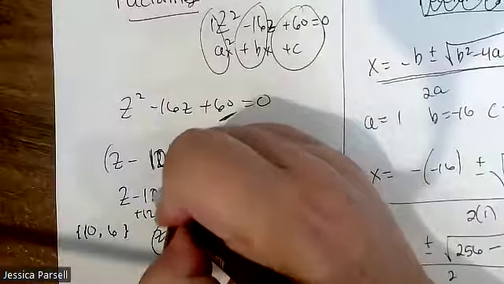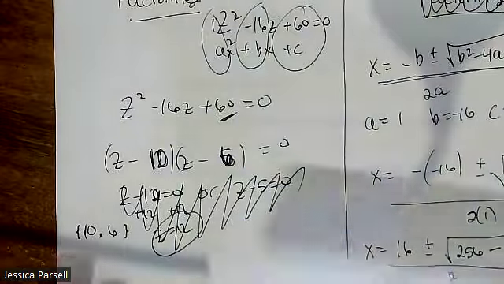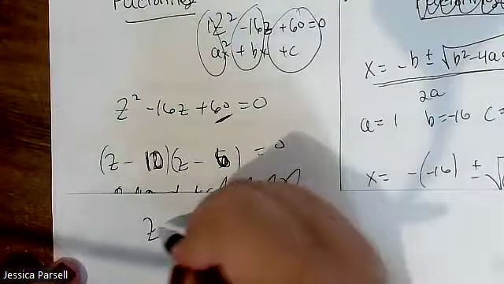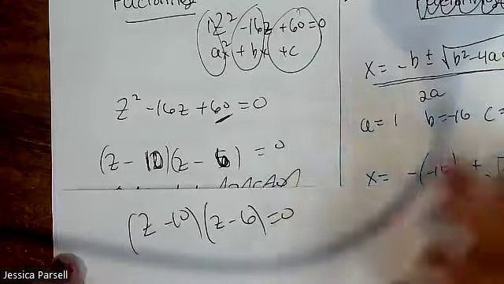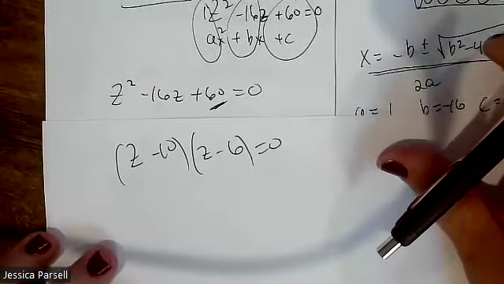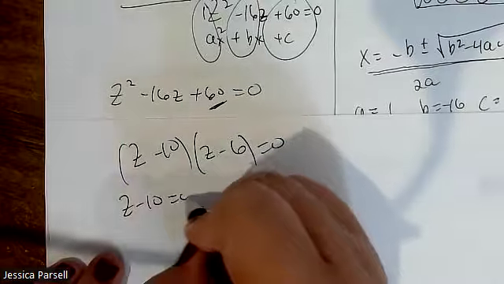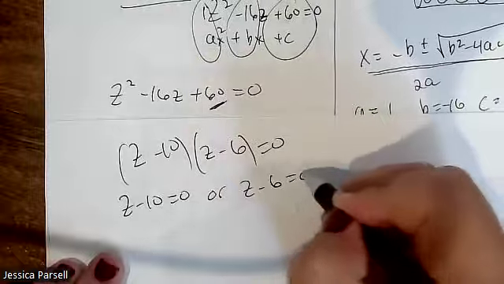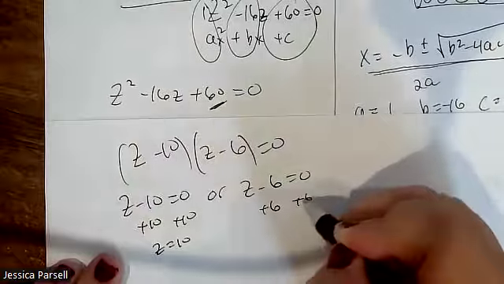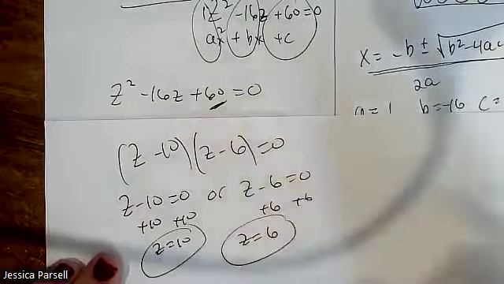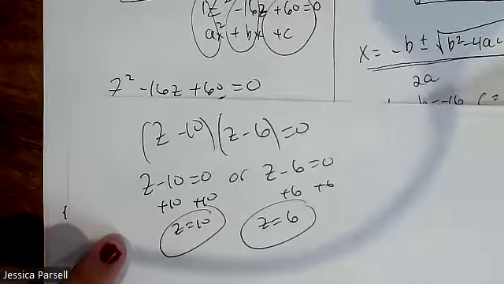So z is minus 10. I'm just going to clean that up a little bit. So my 2 factors would be, if you went the factoring route, z minus 10 and z minus 6 equals 0. And so let's cover that up. That looks so much nicer here. Okay, and then when you break these apart, z minus 10 equals 0, or z minus 6 equals 0, and you add 10 to both sides, and add 6 to both sides, z equals 6 and z equals 10, which is what we found when we did our quadratic formula.